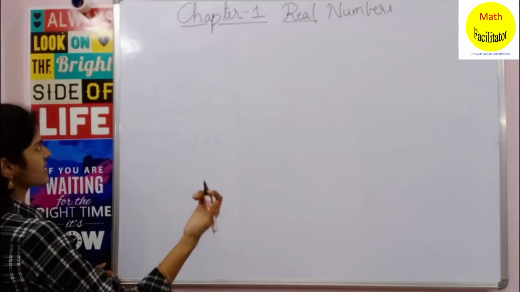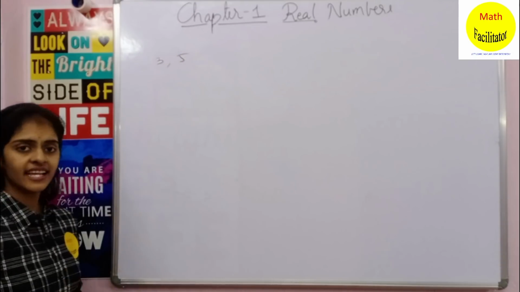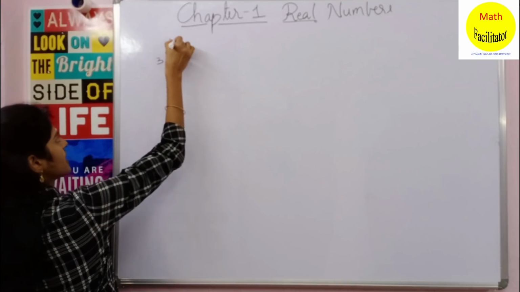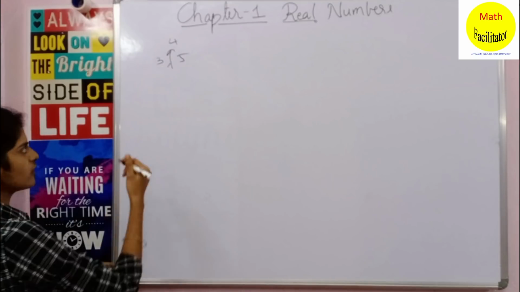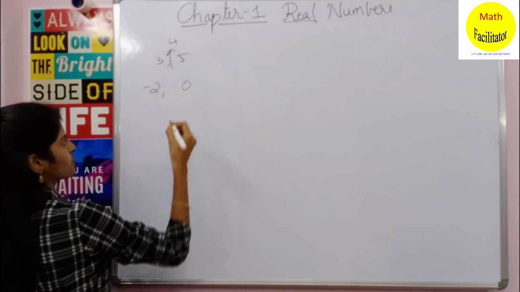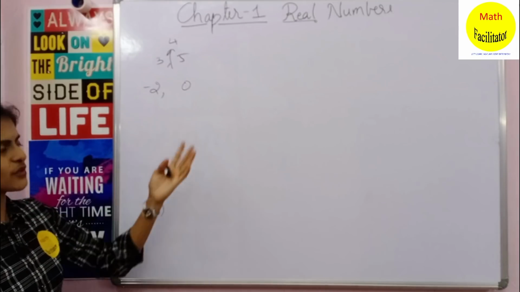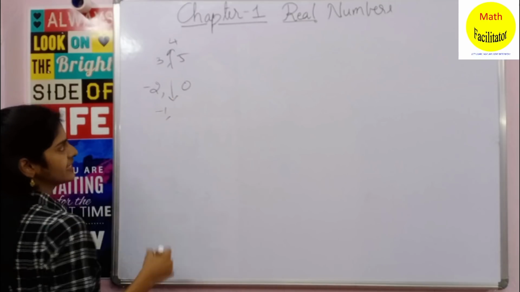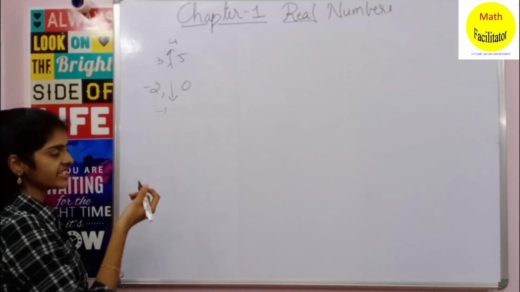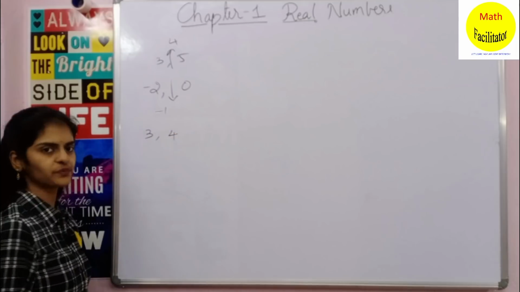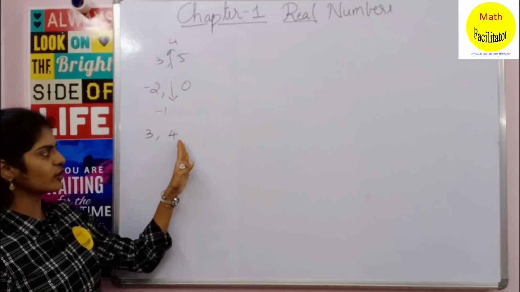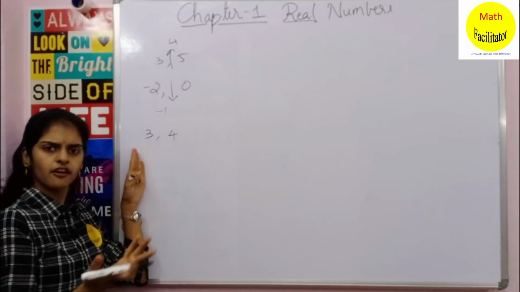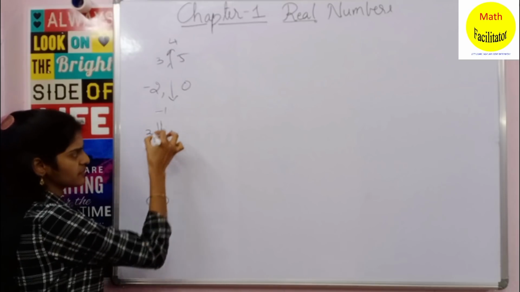Now suppose there are two numbers 3 and 5. Can I insert any natural number between 3 and 5? Yes, I can. Between 3 and 5 you have the natural number 4. Now if there are the numbers minus 2 and 0, can we insert any integer between minus 2 and 0? Yes, we can. Between minus 2 and 0 you have minus 1. Now can I insert any integer between 3 and 4? No, we can't, because 3 and 4 are successive integers. The very next integer after 3 is 4. So you cannot insert any more integers between these two integers.